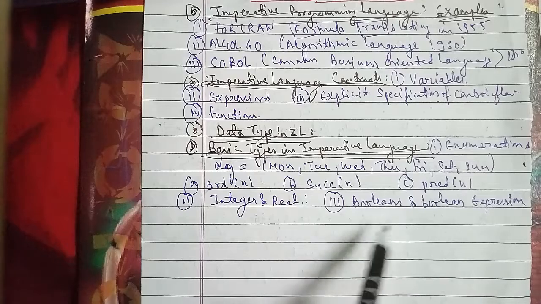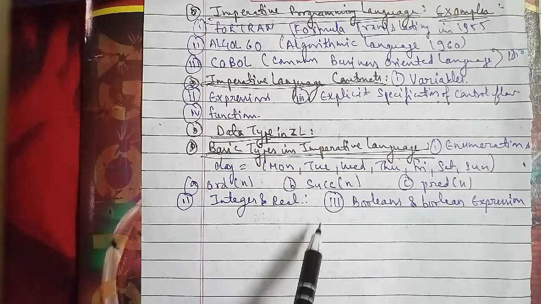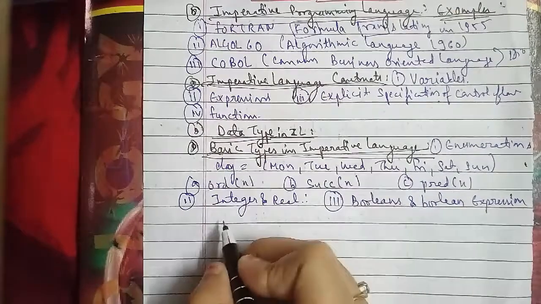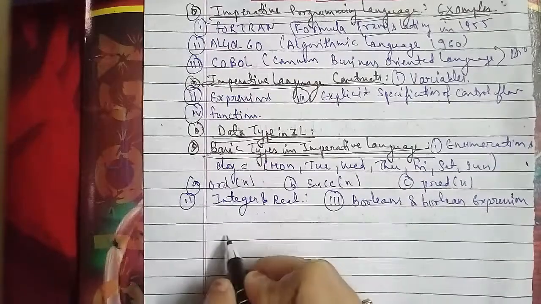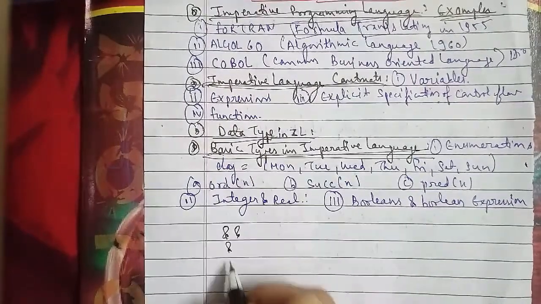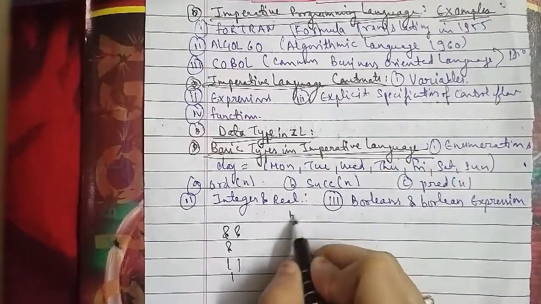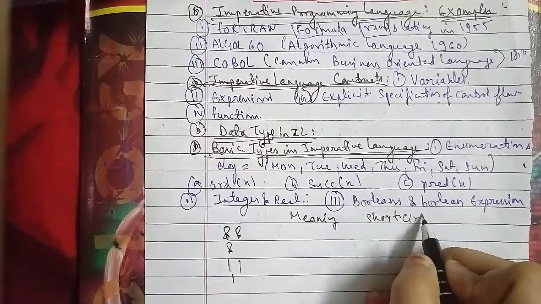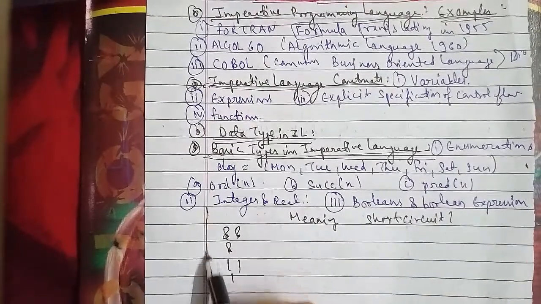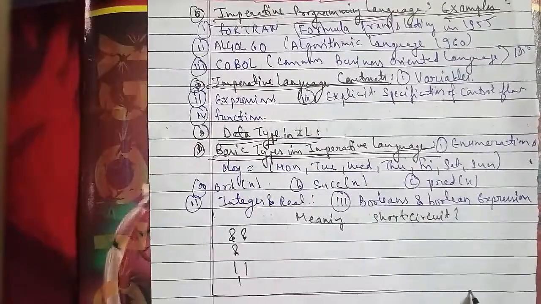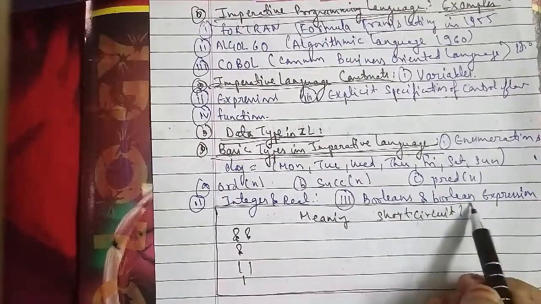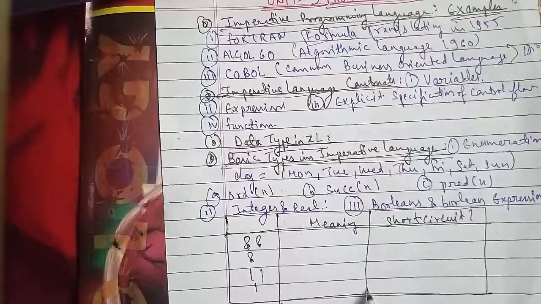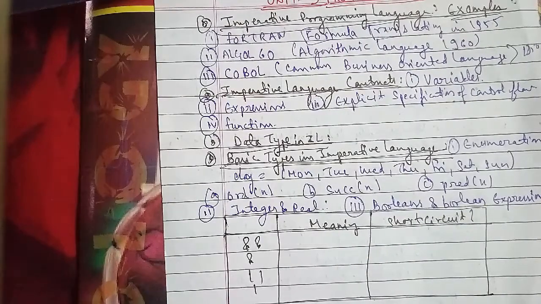So in this Boolean and Boolean expression, we have a table with meaning, and of course the short circuit as well. So let's go ahead and solve it out. With double AND and single, we will understand the meaning, and then of course whether it is short circuit or not. So in that double AND, I will talk about AND.